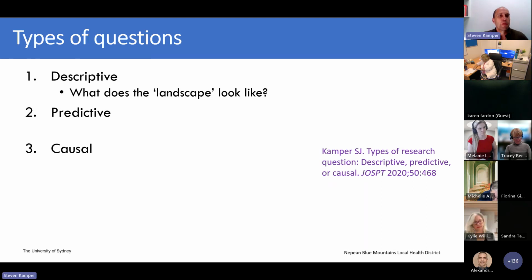So what do we mean by that? Descriptive questions talk about what a landscape looks like. Right, what do I mean? So they might be questions of prevalence. So what proportion of people have a certain condition? They might be diagnostic accuracy questions. So if I apply a diagnostic test to someone, what's the likelihood that they have a condition? They might be qualitative research, which generally fits into the descriptive category. Okay, what are people's experiences of X, Y, or Z?